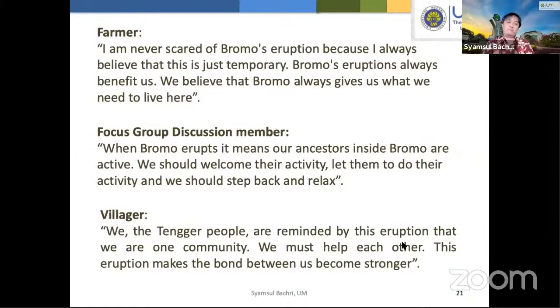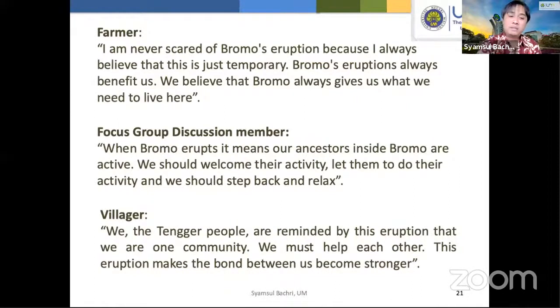This one, a farmer says: I am never scared of a Bromo eruption because I always believe that this is just temporary. Bromo eruptions always benefit us. We believe that Bromo always gives us what we need to live here.